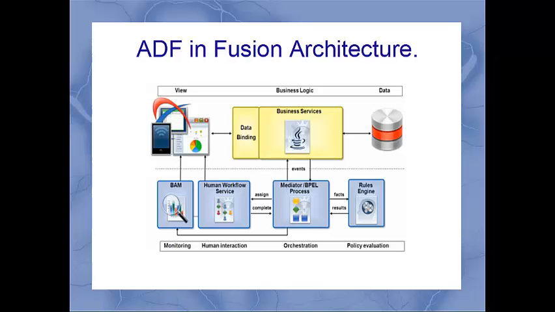In the second section you can see various Fusion middleware components like BAM, Human Workflow Service, Mediator, or a people process, and OBR, Rules Engine. So ADF business services will interact with your Mediator or Rules Engine, and Human Workflow Service or a BAM can be integrated with your view layer to show the workflow list.